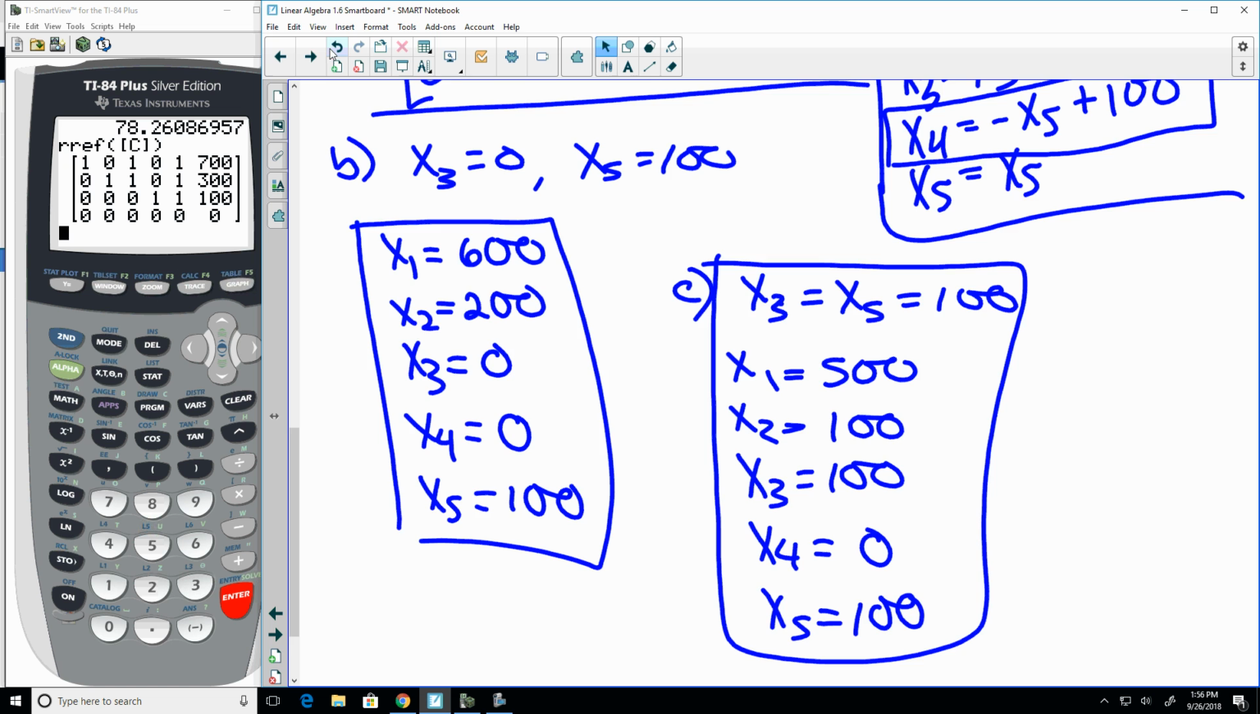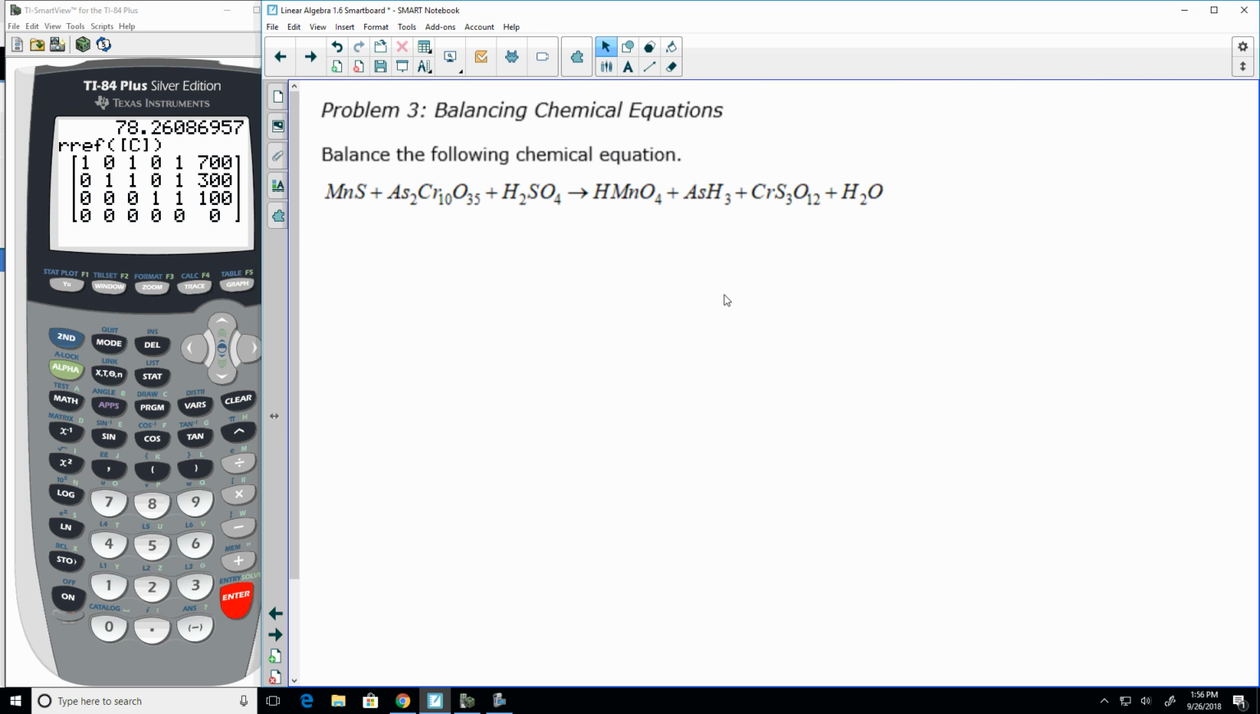Then we're going to do some chemistry. Come on, this will help you in your chemistry class. Okay? This will help you with your chemistry class. So we're going to balance the following chemical equation.